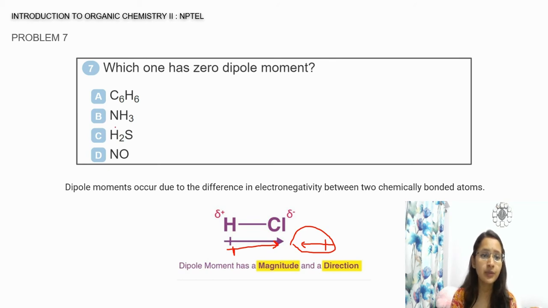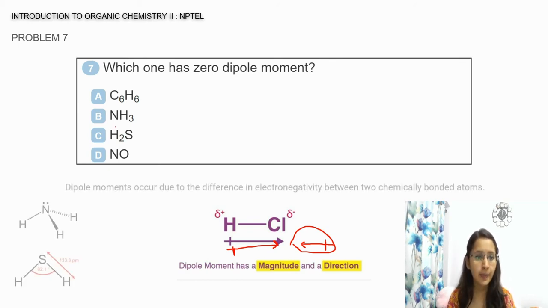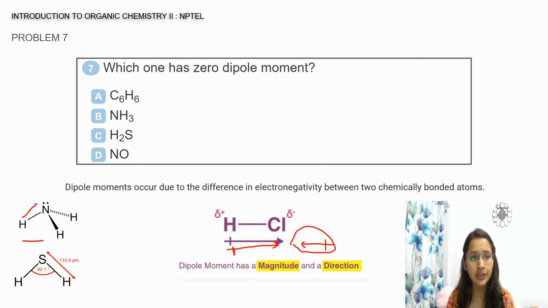Now coming to the ammonia. So this is the structure of ammonia. Here nitrogen is more electronegative than hydrogen, so the vector will be pointing towards nitrogen. Here also it is towards nitrogen. Here also it is towards nitrogen. So the resultant vector will be like this. So it has a non-zero dipole moment.